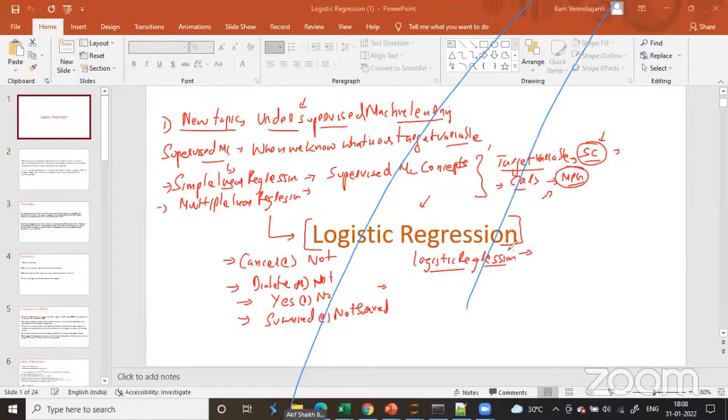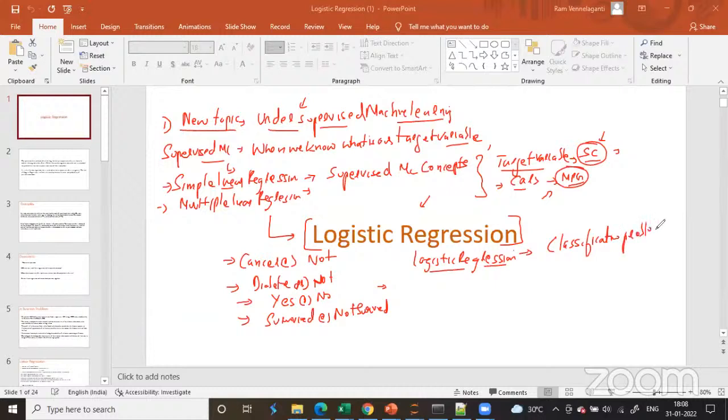It is the first classification problem we will be discussing. It can classify your observations into two categories. Yes or no? Whether a person has survived the crash or has not survived the crash. This is what you can understand. Whether the currency note is real or fake. These kinds of problems you can solve using logistic regression.